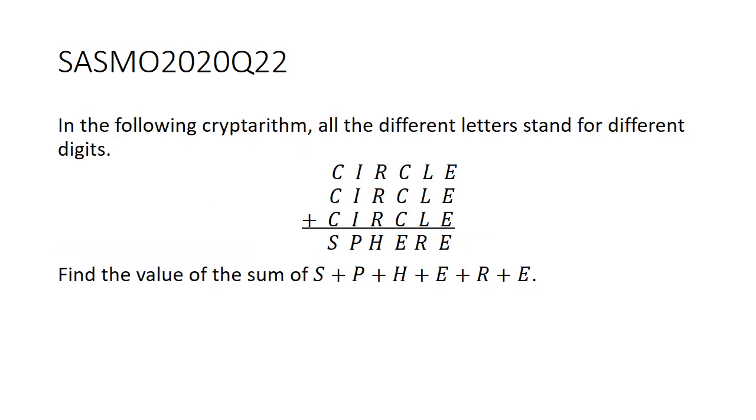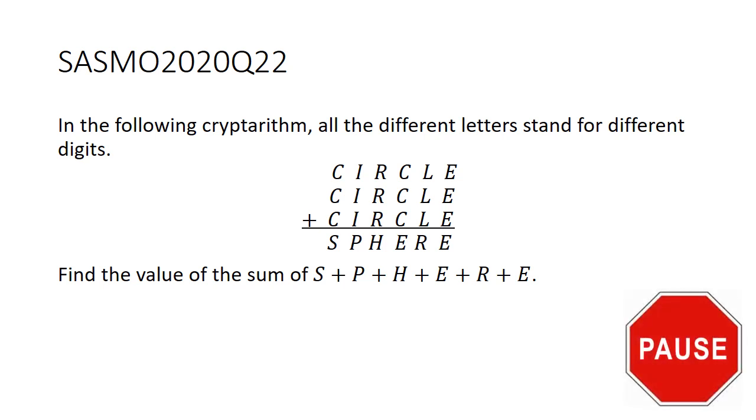Question 22. In the following cryptarithm, all the different letters stand for different digits. Circle plus circle plus circle equals sphere. Find the value of the sum of the digits of sphere, s plus p plus h plus e plus r plus e. Pause the video here and give this question a good try.